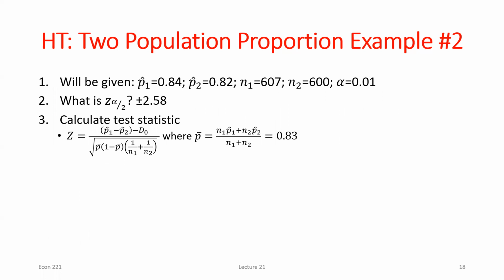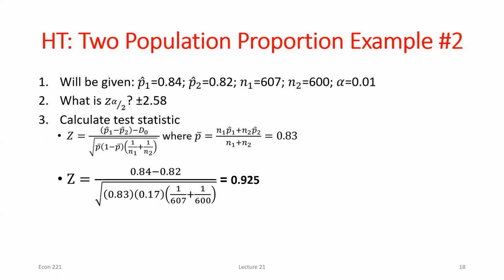I would plug in my sample proportions of 0.84 and 0.82, and sample sizes of 600 and 607. Usually, on the homework, if it asks you for a test statistic like this, it'll tell you to round the intermediate calculations, like p-bar, to the 4th decimal or whatever decimal it suggests. So here we've found p-bar. Now it's just a matter of plugging in all of those values: p-bar, 1 minus p-bar, sample size. We get a test statistic of about 0.92.